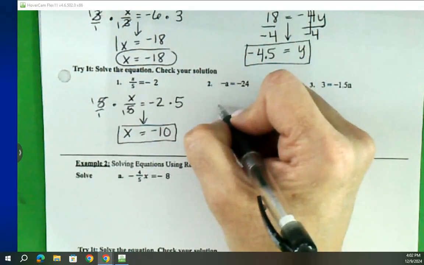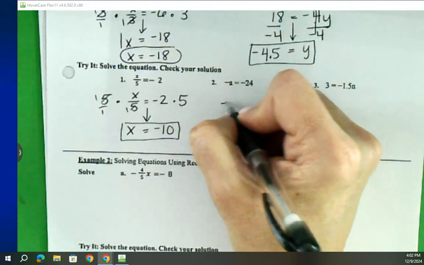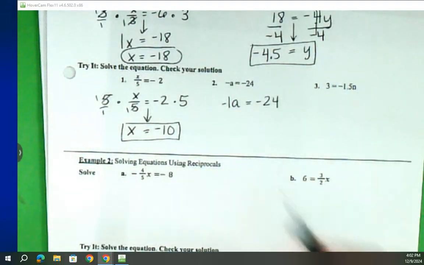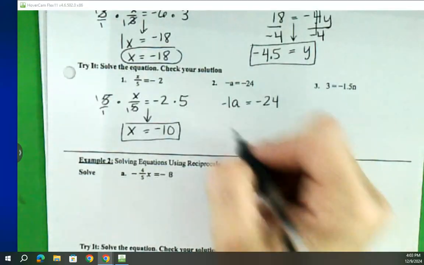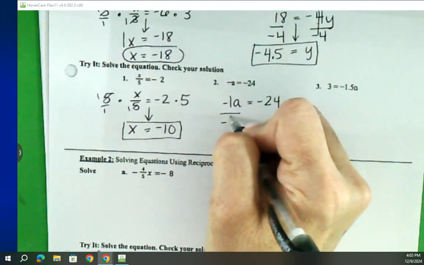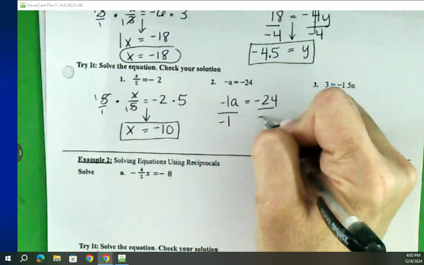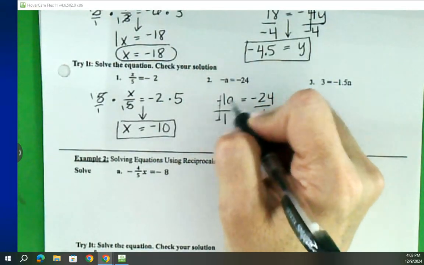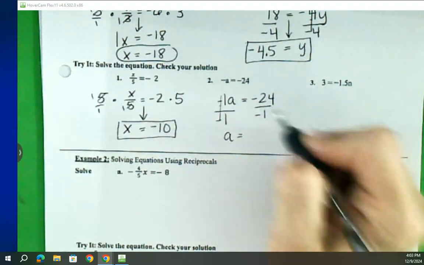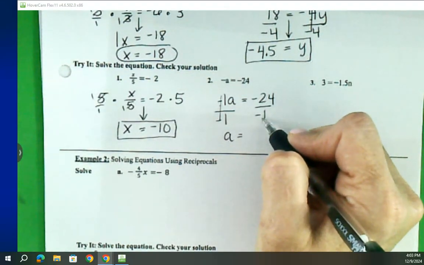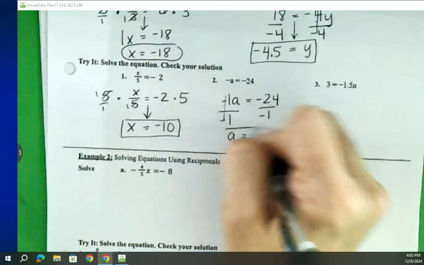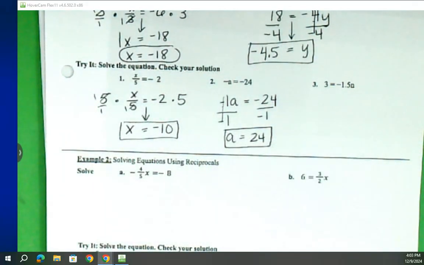Now we have the letter a. So negative a means negative 1 times a equals negative 24. And we want a by itself, so we're going to divide. The opposite of multiplying is to divide that negative 1. And negative 1 divided by itself is 1. 1 times a is a, equals a negative divided by a negative is positive. 24 divided by 1 is 24. So we have a equals 24.